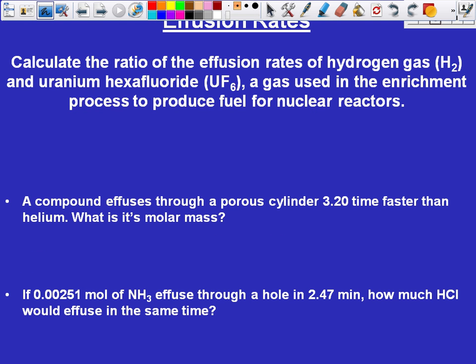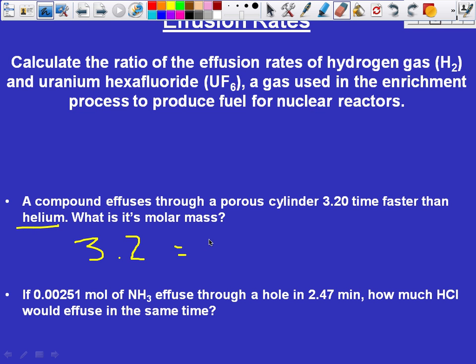All right, a compound diffuses through a porous cylinder 3.2 times faster than helium. What's its molar mass? Well, this time we're going to have to work it a little bit backwards. We know that the rate is 3.2, and again, the compound diffuses through a porous cylinder 3.2 times faster than helium. So that means helium is the heavier gas, so it has to be on top.